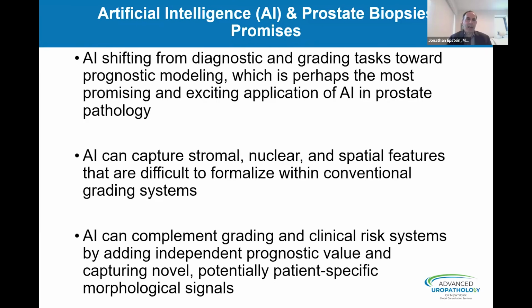Another promise is now AI is starting to shift from diagnosing prostate cancer and grading to more prognosis. And I think that's probably the wave of the future for AI, because AI can capture things that the human eye can't. So it probably shouldn't just try to reproduce what a human does in grading and diagnosing, but look for things that we can't do. Look for subtle changes in the stroma, the nuclear features, spatial orientation. That, again, just too complex for the human brain and eye to do. And so I think in the future, AI will complement grading and clinical risk systems by adding these independent prognostic values, capture novel, potentially patient-specific morphological signals.